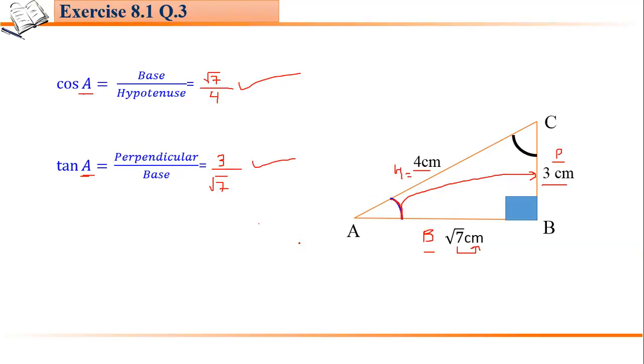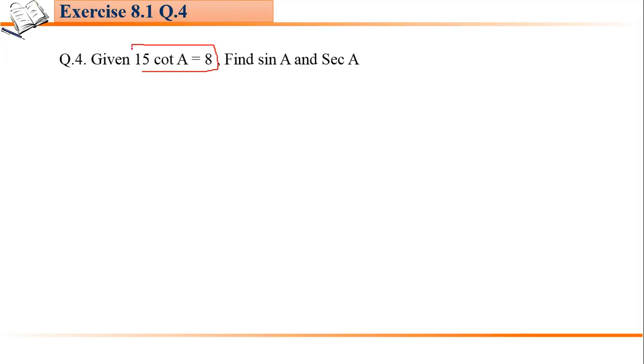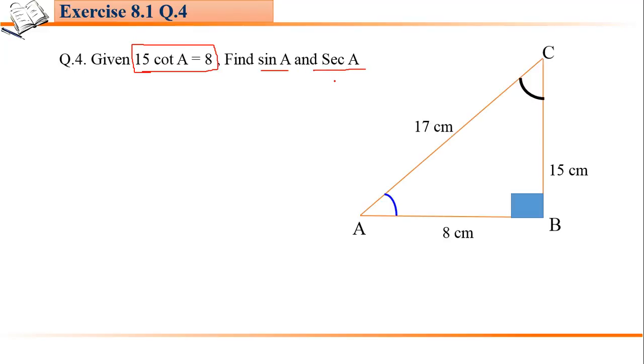I hope you have understood the first 3 questions we have discussed so far. Let us move forward to our fourth question. That is, given 15 cot A is equal to 8. So this is an equation given to you, 15 times cot A is equal to 8, and we have to find the value of sine A and secant A. So let us see, if we have this triangle, first of all we have to solve this equation.